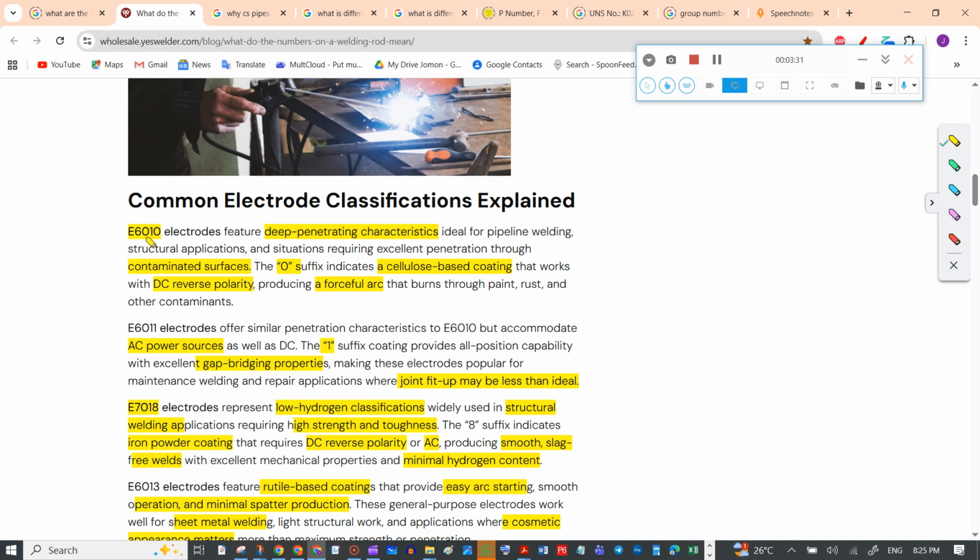We use E6010 and E7018. E6010 means it is a 60,000 PSI electric arc welding electrode. 1 means all positions, and 0 means cellulose-based coating. It works with DC reverse polarity, a forceful arc that burns through paint, rust, and other contaminants. So we are using it in the root pass actually.